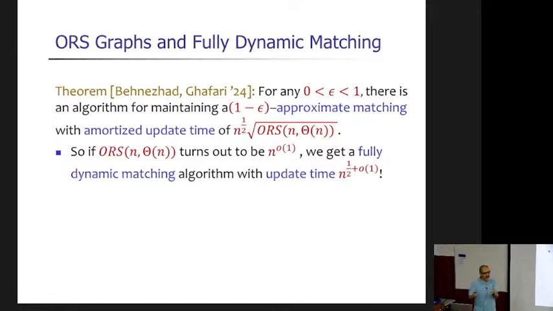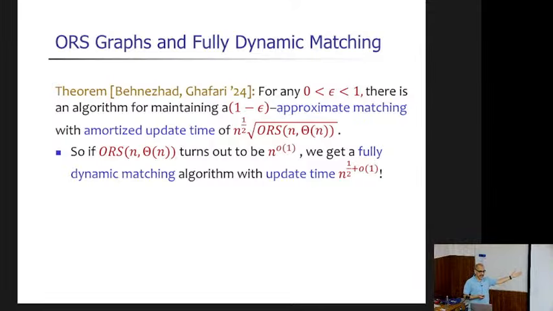So remember, ORS of n comma theta n is sandwiched between n to the small o of 1 and roughly n. So if that quantity turns out, optimistically, to be n to the small o of 1, we are basically getting n to the half plus small o of 1 update time, which was the dream result, as suggested by the previous discussion. Right? And so you would be achieving that if the ORS density turns out to be n to the small o of 1.